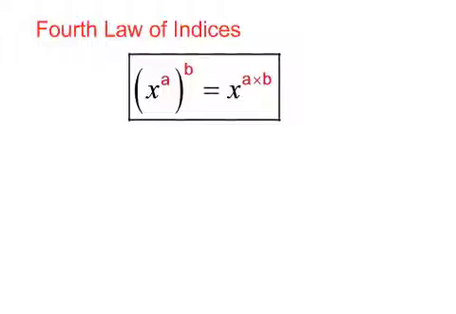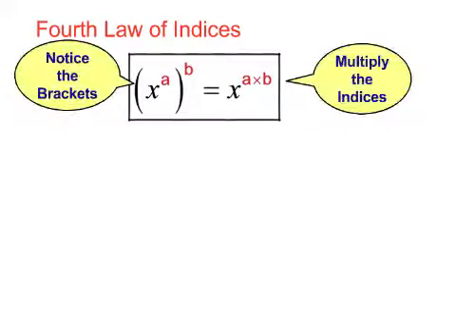Now let's look at the fourth law of indices. Notice here that we have brackets with an index inside and an index outside. So when we have this situation, we multiply the indices. We don't add them, we multiply them. So here, x to the a, all inside brackets, with an index of b outside of the brackets, gives us an answer of x to the a times b.